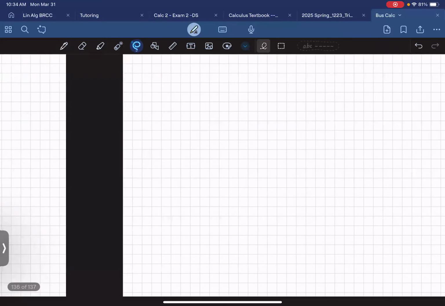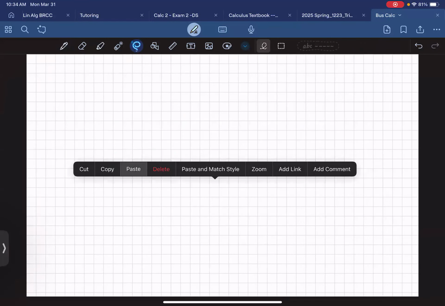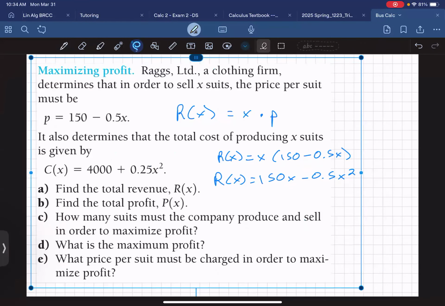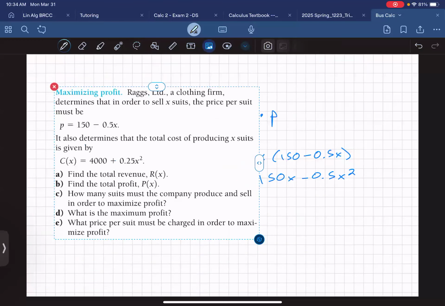All right, so now give myself a little space. Hopefully you have a copy of that or something. What I'm going to do right now is shrink this down some.